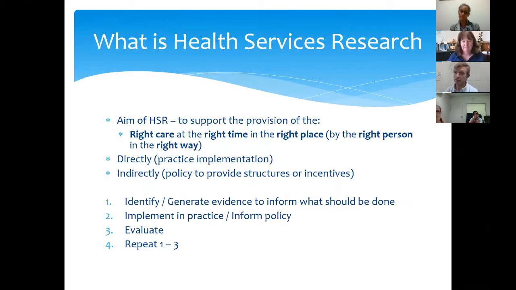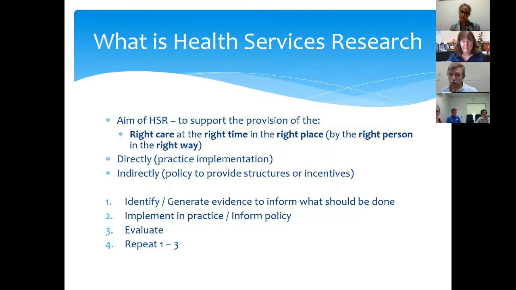So what is health services research? The way I think about it comes back to the familiar mantra of the right care at the right time in the right place. And you can see there that I've added a couple more rights, so by the right person in the right way. At a very broad level, that's really what health services research is trying to support, the provision of that mantra.